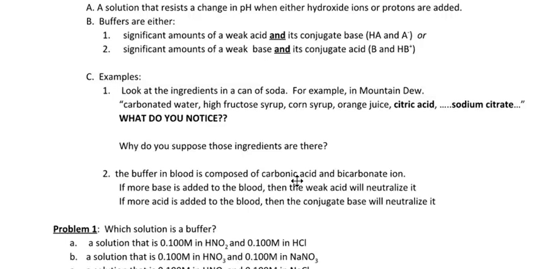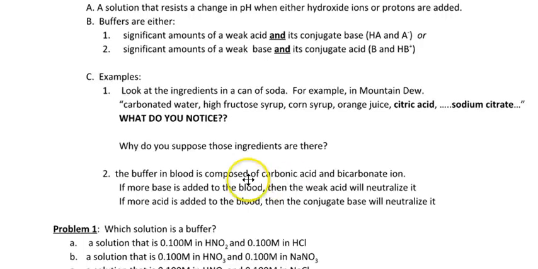Well, you have buffers in your body to prevent the pH from changing drastically by drinking a pop or by eating a grapefruit or something. So it's a really good thing that you have these buffers. Now, if more base is added in the blood, then the weak acid will neutralize it. Your carbonic acid will neutralize it. If more acid is added to the blood, then the conjugate base will neutralize it. And so that is your body's way of resisting change in pH.